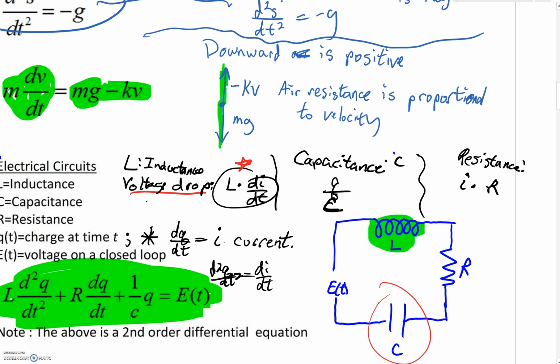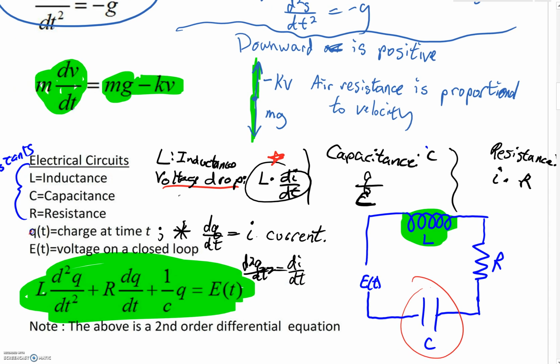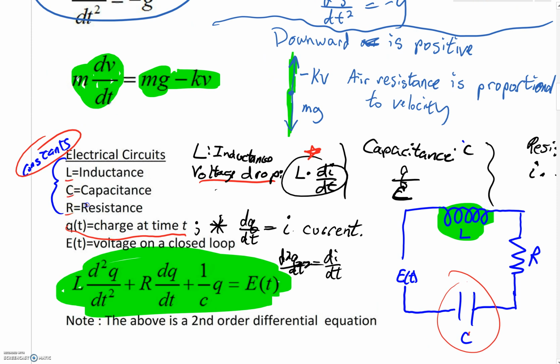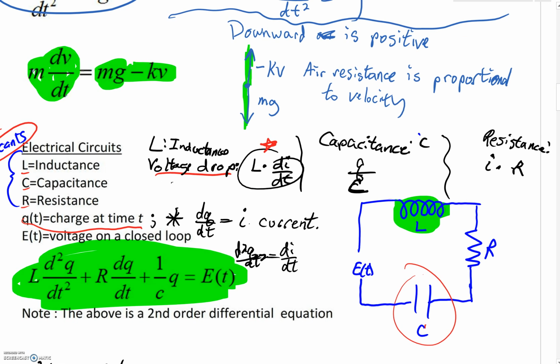Capacitance, usually you're going to see capacitance written this way with two parallel bars. Capacitors are really storing an electrical charge. There's going to be a voltage drop there as well. So Q is a charge at time t. So when you divide by this capacitance, it's a constant. So L is a constant, C is a constant, R is a constant. Capacitance, you'd have Q over C. This is another voltage drop.